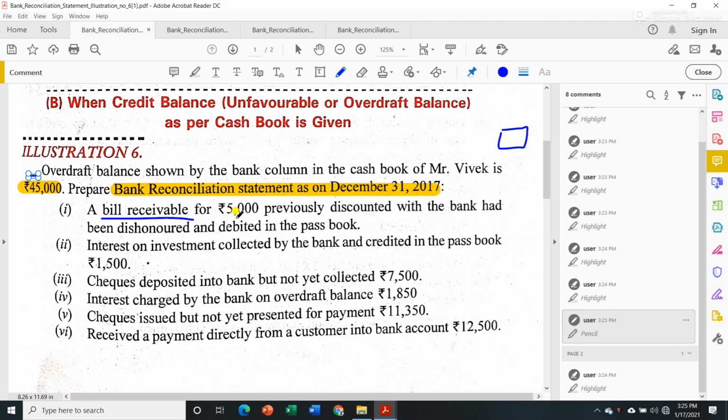Previously discounted means we have already taken out 5,000 from the bank by showing this bill receivable. But at a later stage that bill receivable became dishonored, and the money was deducted from our bank account, that means money was taken out from our bank balance. So what does that mean? Our cash book is showing that we received 5,000, but our passbook is showing that 5,000 was deducted from our bank account. That means our cash book is showing 5,000 more than our passbook, and we have to write this 5,000 in the minus column.